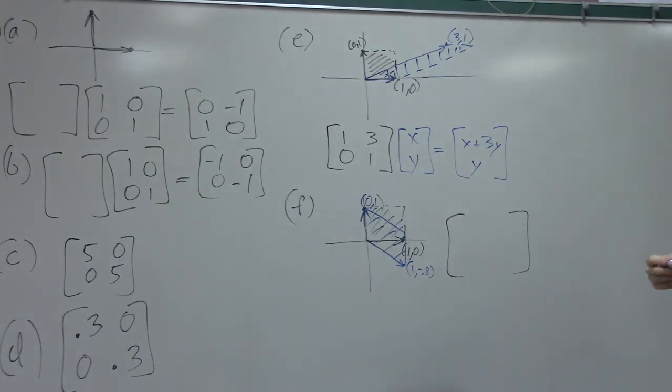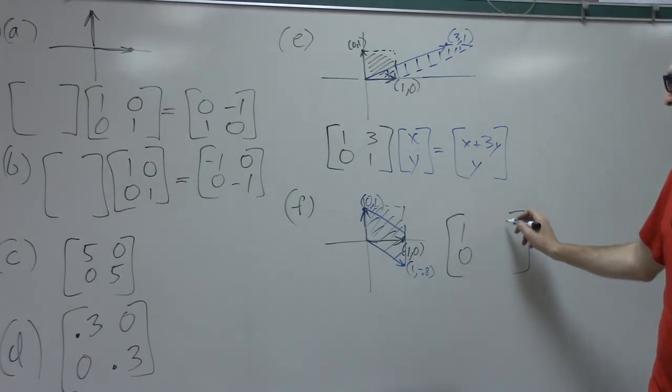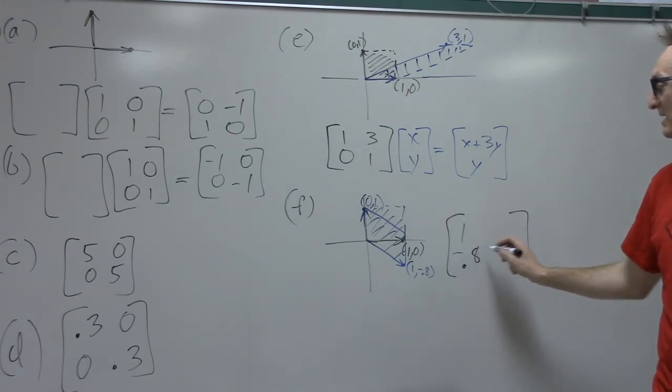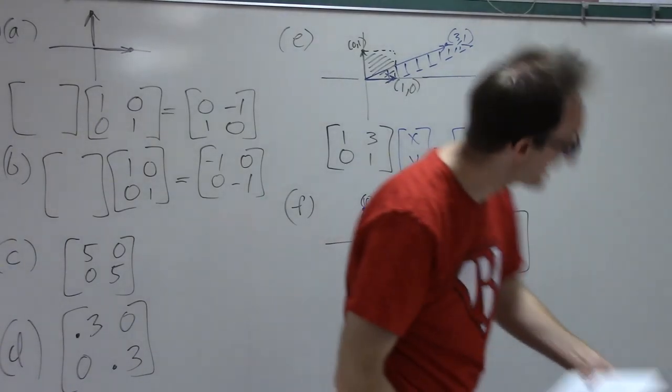Okay, but the takeaway is that the vector (1, 0) is being transformed to (1, -0.8), and the vector (0, 1) is staying at (0, 1). Is that what you guys all got? Okay, good. Okay, last couple.